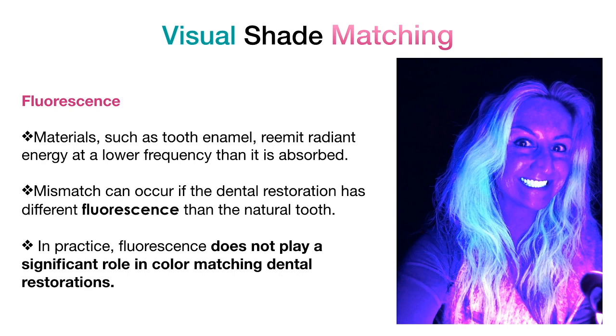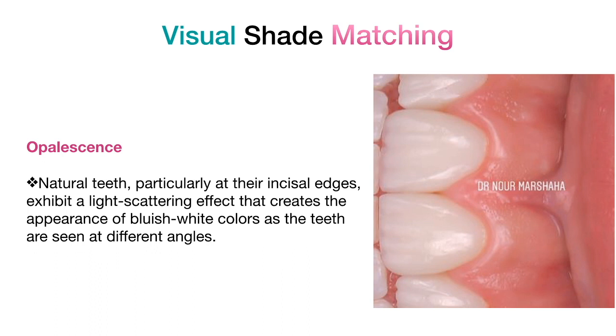What about fluorescence? Have you ever seen teeth like this before? That means fluorescence. A mismatch can occur if the dental restoration has different fluorescence than the natural tooth. It doesn't play a significant role in color matching dental restorations, and unfortunately most patients prefer it, and I don't know how. Opalescence means that natural teeth at their incisal edge have translucency, which creates an appearance effect from bluish to white colors as the teeth are seen at different angles. So we can see at the incisal edge how the light has a scattering effect and creates these details.